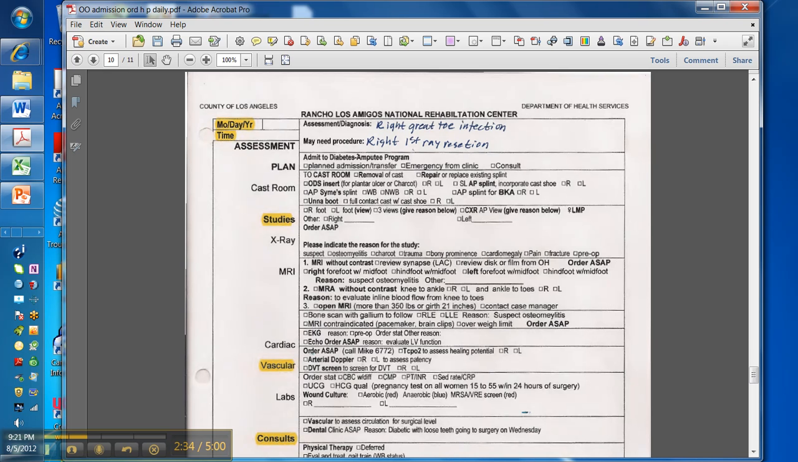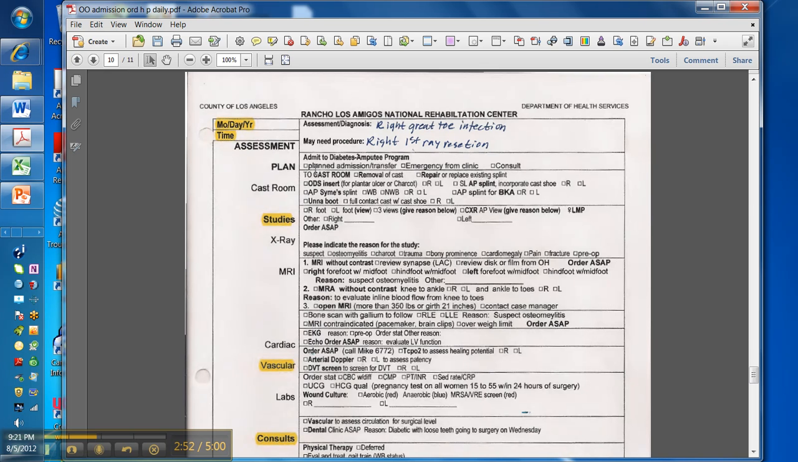And then don't forget to date and time the second page. Put in what you think, something general. I have here right great toe infection or osteomyelitis. I don't like to label somebody with osteomyelitis until we have proven that with an MRI. And then what procedure you think the patient may need.